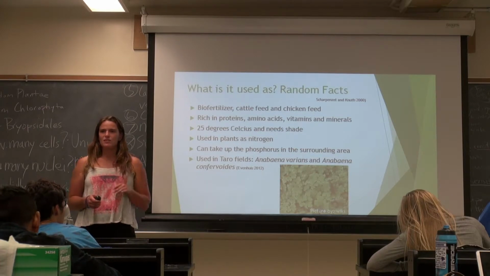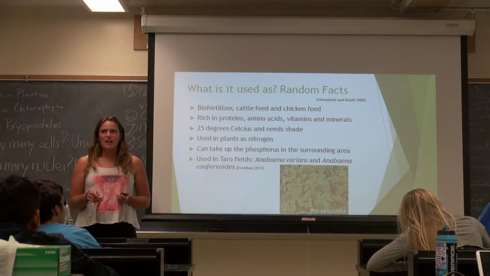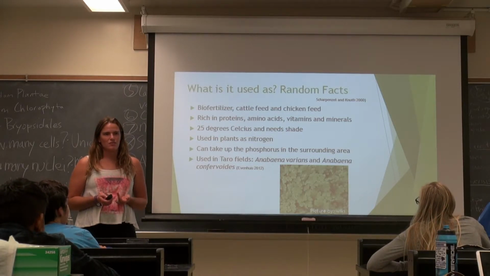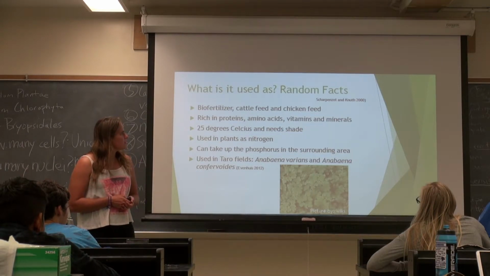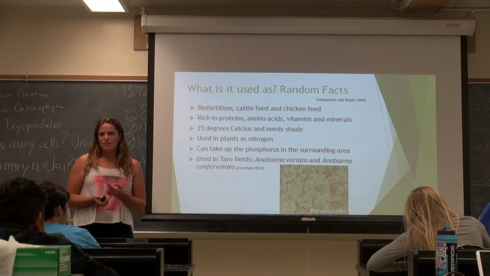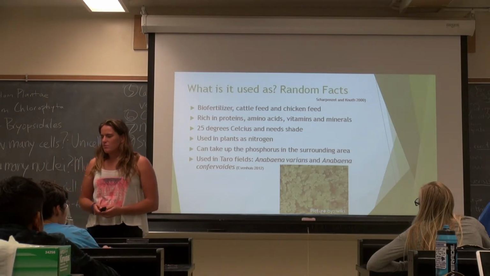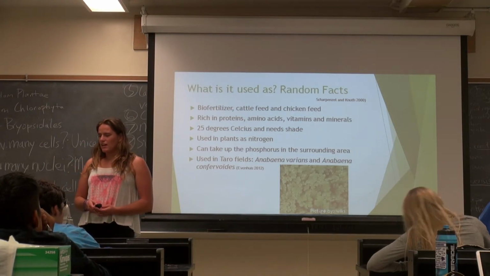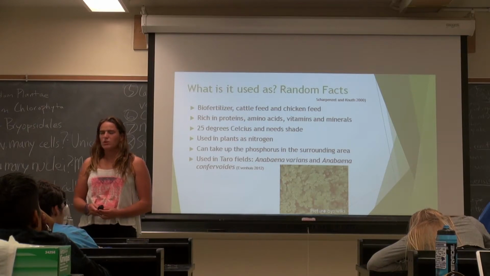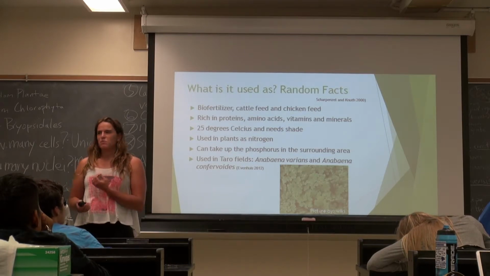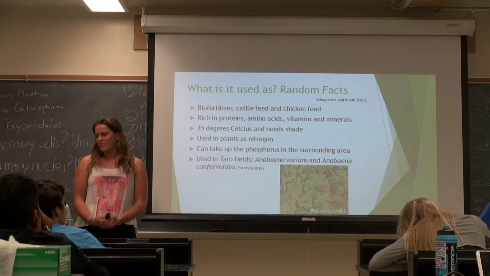if you walk by the tennis courts, by the staircase, there's actually Azolla, which can also have Anabaena in them. So Anabaena can be found in other forms of algae, so they can have a symbiotic relationship. They're also biofertilizers and can be used in cattle feed and chicken feed. They're rich in proteins, amino acids, vitamins, and minerals, and we can eat them, and they're very good for us.